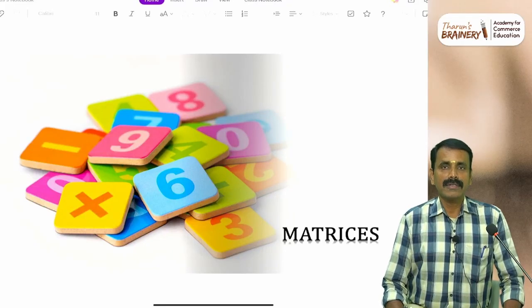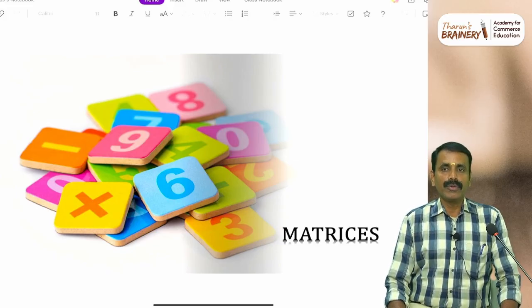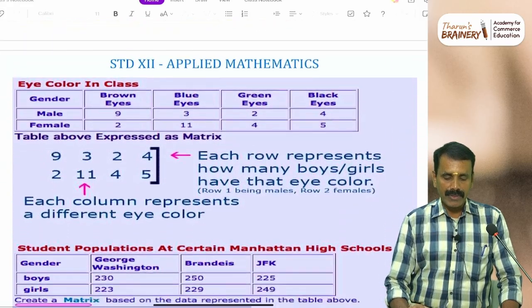Hi students, today we are going to see matrices in applied mathematics. What is a matrix? Before going to the concept of matrix, let us look at a picture.